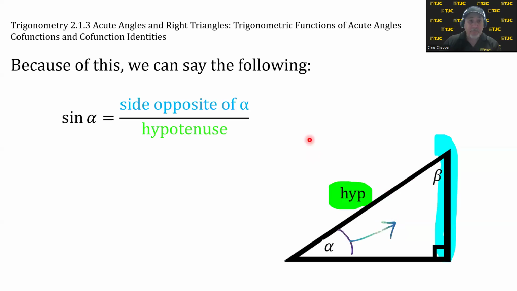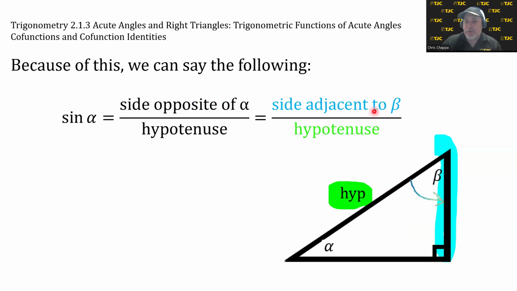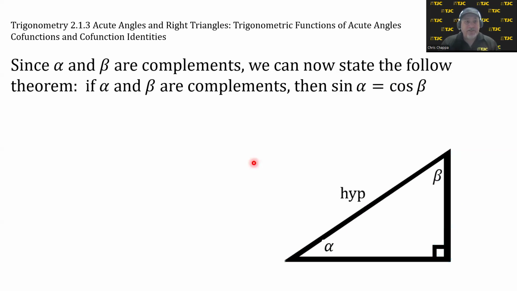Watch closely. If we did sine of alpha, it would be the side opposite of alpha over the hypotenuse. But the side opposite of alpha is also the side adjacent to beta. So if we make that switch and it's still over the hypotenuse, then this ratio is now the definition of the cosine of beta. So, since alpha and beta are complements, we can now state the following. If alpha and beta are complements, then sine of alpha equals cosine of beta.